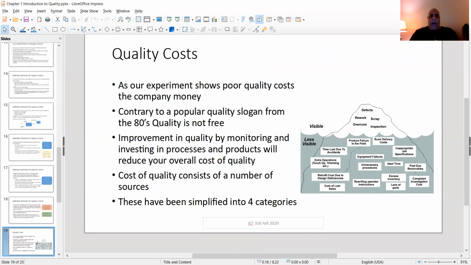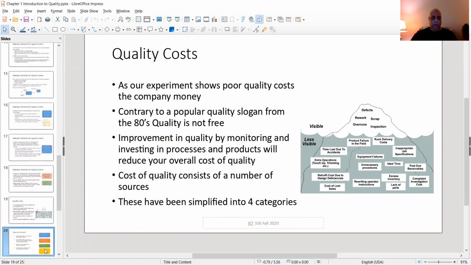Quality cost, as our experiment shows, poor quality costs. And when poor quality happens, it costs companies and organizations money. So contrary to a popular quality slogan from the 80s, quality is not free. So improvement in quality by monitoring and investing in process and products will reduce your overall cost of quality. See, cost of quality consists of a number of sources. These have been simplified into 4 categories.